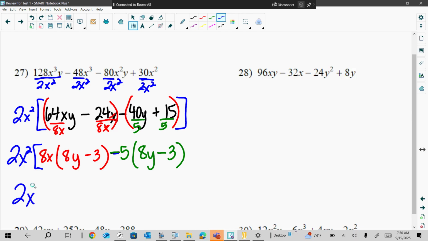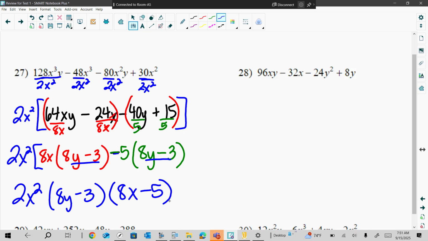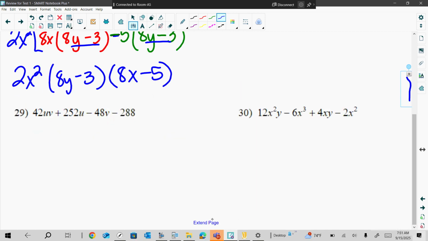Alright. So here are the three factors. The 2x squared. Then we have our common binomial, the 8y minus 3. Then we have our GCF outside the parentheses, 8x minus 5. Extend box, here is our answer.